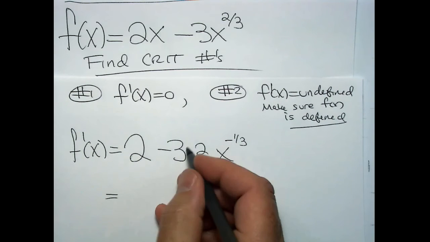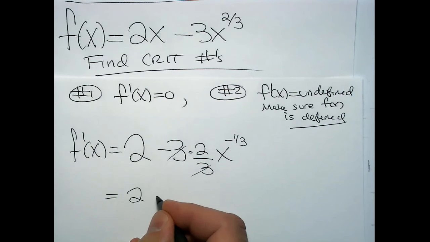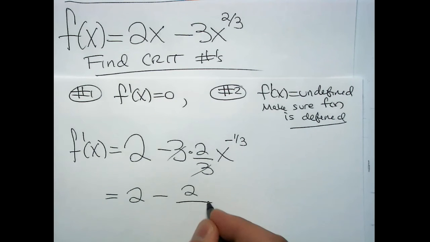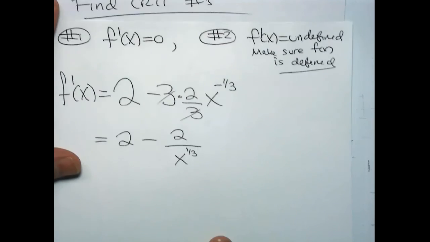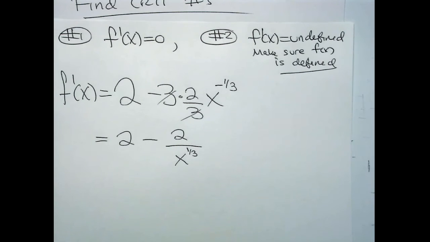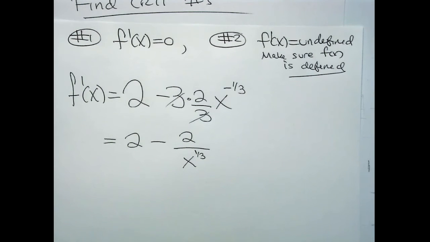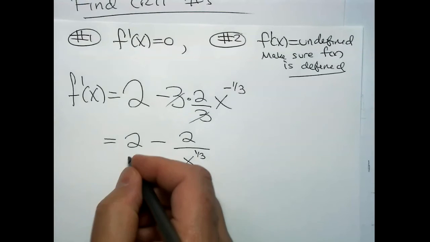F prime is therefore 2 minus 2, and the x to the negative 1/3 shows up really down here as x to the 1/3. All right? Let's keep going. My recommendation when you end up with derivatives that are fractions: get it joined together and make it one fraction. That's really going to help when we do critical numbers. So that's really what we should do next. Let's get this together and make it one fraction.